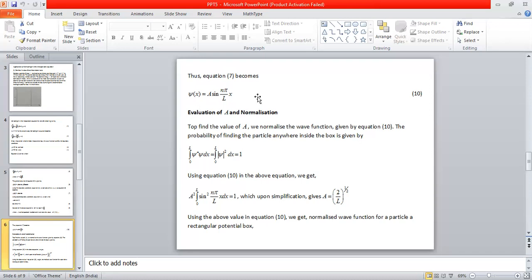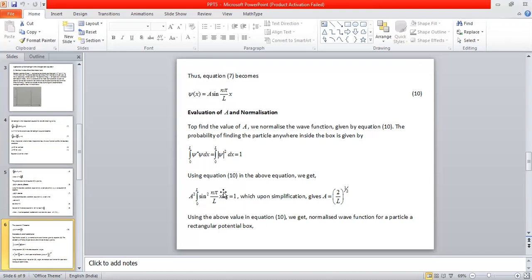Here ψ is a real function, so it doesn't have any complex constants. In order to simplify, we can square equation 10, and we get A² sin²(nπx/L). After squaring, I substitute in the normalization equation. A² is a constant, so I can take it outside. Then the integral from 0 to L of sin²(nπx/L) dx is equal to 1.